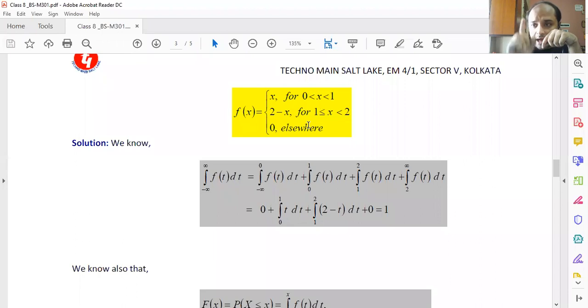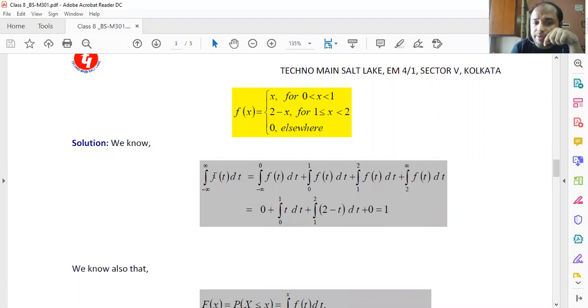So this is my probability function. Now I am going to claim that it is indeed a probability density function, because until and unless I prove it, you cannot say that a given probability function is a probability density function. For a probability density function, the function must satisfy the criterion that the integration from minus infinity to infinity of f(t) dt must be equal to 1. Total probability must be equal to 1. So if you can show that the total probability is indeed 1, then only can you say that this given probability function is a probability density function.